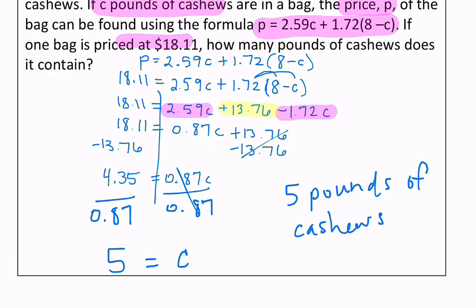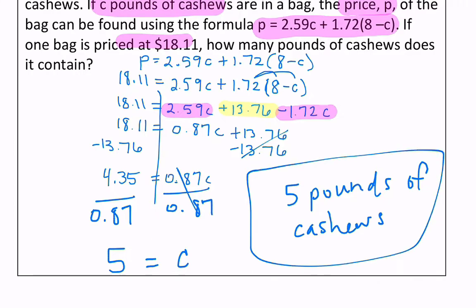It's always good to actually think out, what did we truly find? We answered the question. So understand, what does C mean? Well, we know that C stands for the pounds of cashews. So since C is 5, we know we got 5 pounds of cashews if we paid the price of $18.11.